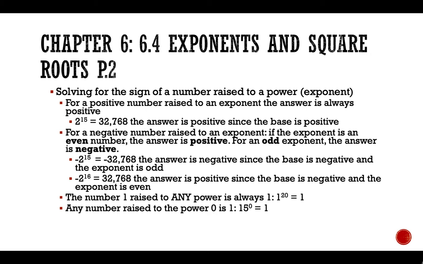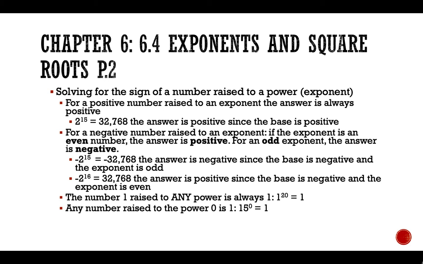For a negative number raised to an exponent, if the exponent is an even number, the answer is positive. For an odd exponent, the answer will be negative. So for example, negative 2 raised to the 15 equals negative 32,768. The answer is negative because the base is negative and the exponent is odd. So negative base, odd exponent, negative answer. Negative 2 raised to the 16 equals a positive 32,768. The answer is positive since the base is negative and the exponent is even.